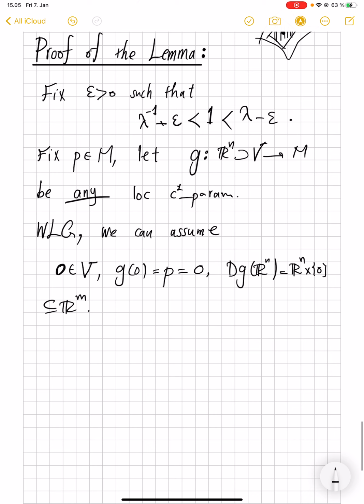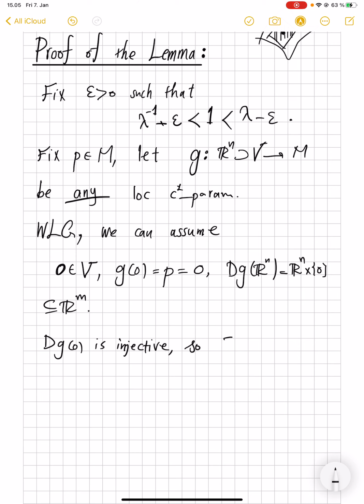So if you have a one-dimensional manifold living in R3, this is like saying to translate that point P to the origin and then rotate your manifold around so that the tangent to that curve is exactly the x-axis. And this can always be done, even in higher dimensions. We know that dG at 0 is injective because that's a local parameterization and that's one of the requirements.